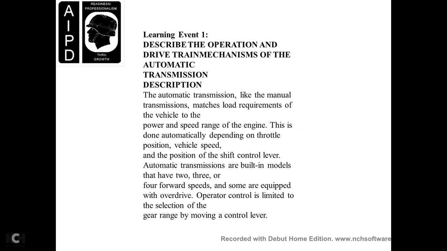Description of the automatic transmission: like the manual transmission, it matches the load according to the vehicle, the power, speed, and range of the engine. This is done automatically depending on the throttle position, vehicle speed, and the position of the shifting control. Automatic transmissions are built with models that have 2, 3, or 4 forward speeds, and some are equipped with overdrive. The operator controls are limited to the selection of the range by moving the control lever.